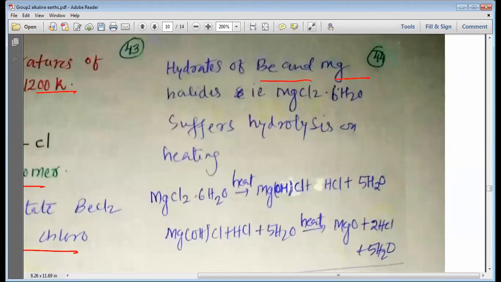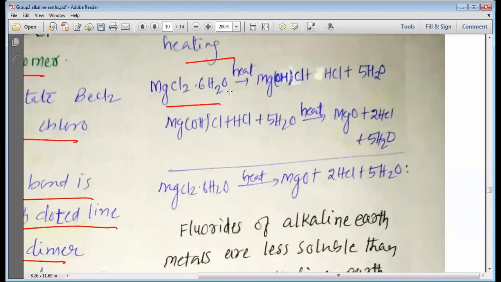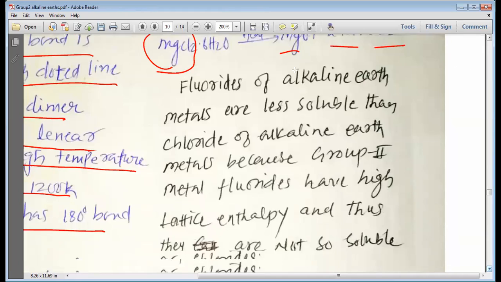Hydrates of beryllium and magnesium halides, that is MgCl2 into 6H2O, suffer the hydrolysis reaction. So my dear students, you can see that MgCl2 6H2O, when it is heated, gives Mg(OH)Cl plus HCl plus 5H2O. Again on heating, this Mg(OH)Cl turns into MgO and HCl. And finally, when MgCl2 6H2O is heated, we get MgO, 2HCl and 5H2O. This is how MgCl2 undergoes the process of hydrolysis, and we get magnesium oxide and two hydrochloric acid molecules.